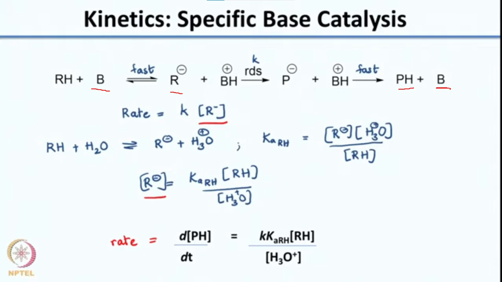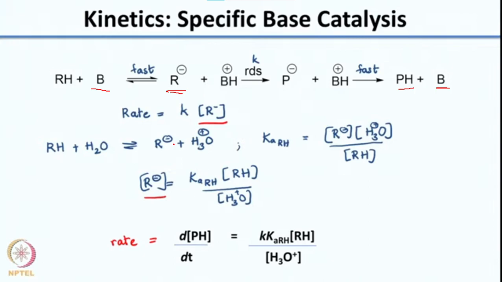Now talking about the rate, we always write rate in terms of the rate determining step. So here the rate determining step will become our rate equation. So rate equals k R minus, right? Now we will substitute the value of R minus by calculating it from an equation. Here we are taking this reaction RH plus water. Instead of B, we are writing water as the base. Now it will become R minus and H3O plus. This is a proton transfer reaction in the forward direction, right?